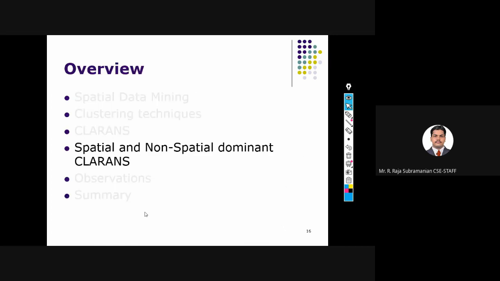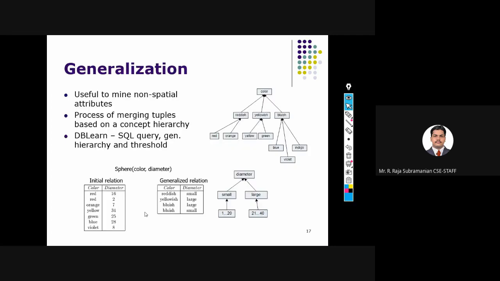Next comes the spatial and non-spatial dominant CLARANS. Now we have discussed only the spatial things, where a data set involving some geometry is taken into consideration for clustering. Say, for example, hotels near me, jewelry shops near me, universities near me. If I say something like that, it is with respect to some spatial distances.